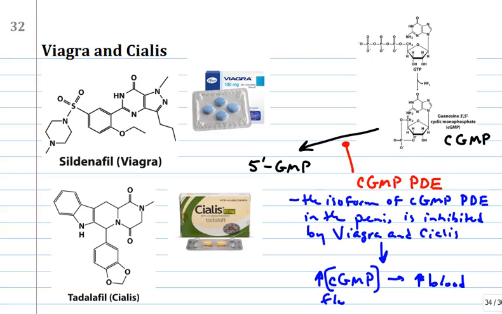And the bottom line on this is that a higher concentration of cyclic GMP leads to an increased blood flow into the penis. And of course, this is going to help erectile dysfunction. All right, so if you've ever wondered how these drugs work, then now you know. They block cyclic GMP phosphodiesterase.